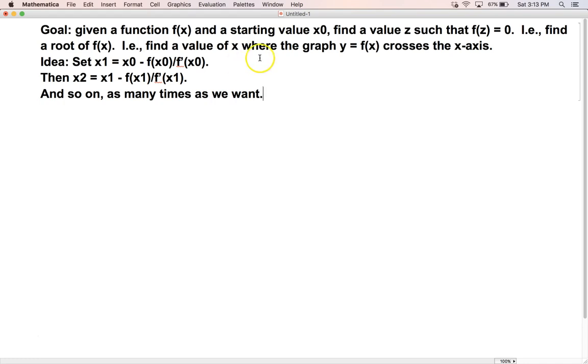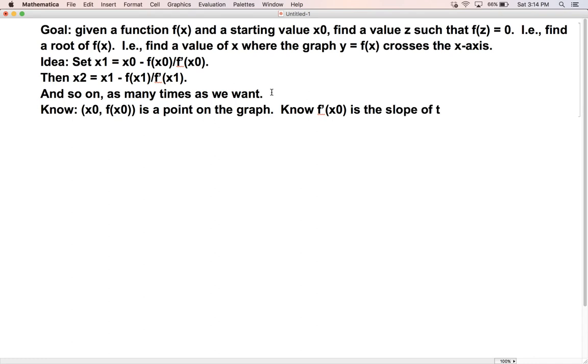What I want to talk about in this video is, where does this strange formula come from? This formula that says x minus f of x divided by f prime of x. Where does that come from? So what do we know? I know that x0, f of x0 is a point on the graph. And I know that f prime of x0, the derivative at x0, is the slope of the tangent line at that point.